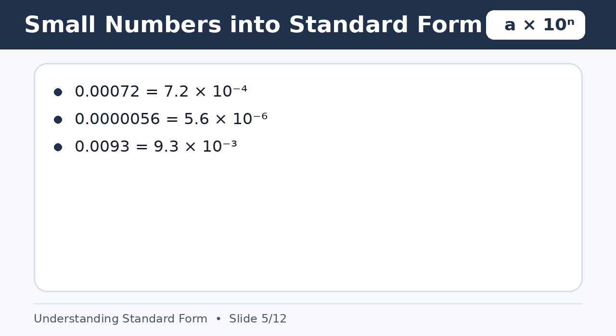Consider another example, 0.000056. Moving the decimal point 6 places to the right gives 5.6. Therefore, this number is equal to 5.6 times 10 to the power minus 6. Another example is 0.0093, which is equal to 9.3 times 10 to the power minus 3.